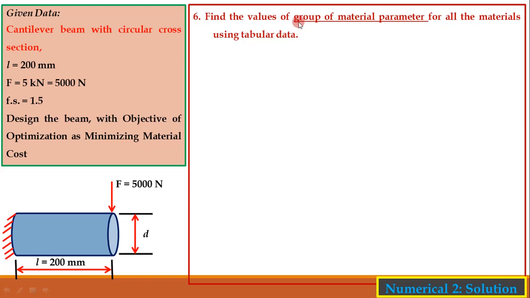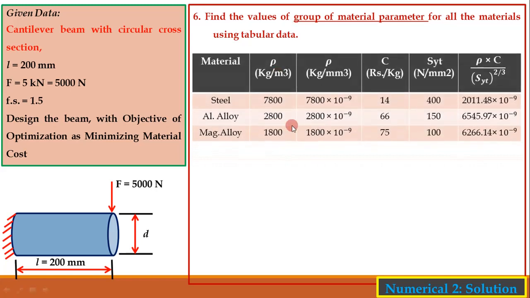Now we have to find out that group of material parameter using the given values. So this table is given to us. The material is given in the first column: steel, aluminum alloy, magnesium alloy. The density is given in kg per meter cube, but remember here we have to convert this kg per meter cube to kg per mm cube, because all our dimensions are in mm. So we have converted this unit.